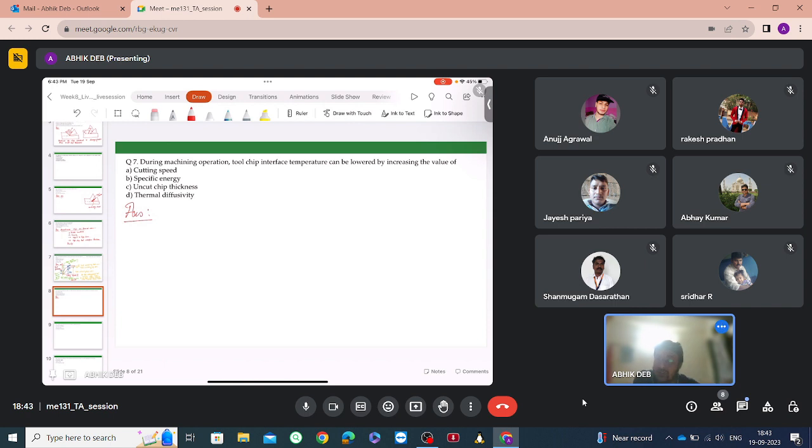What about the specific energy? That is the energy consumption per unit volume of the material removed. So what happens if we increase that? That means that more energy is required for the cutting, and since we are supplying more energy, there is a chance that the tool chip interface temperature will also increase, though in most cases it cannot be directly ascertained. But what is thermal diffusivity of the tool or the chip?